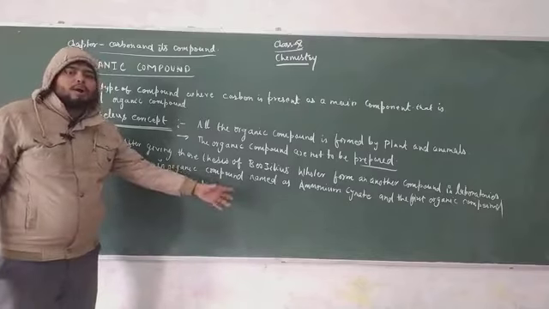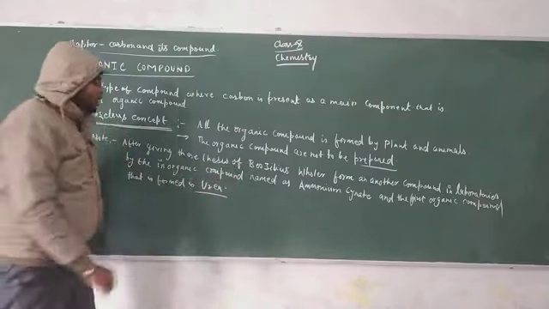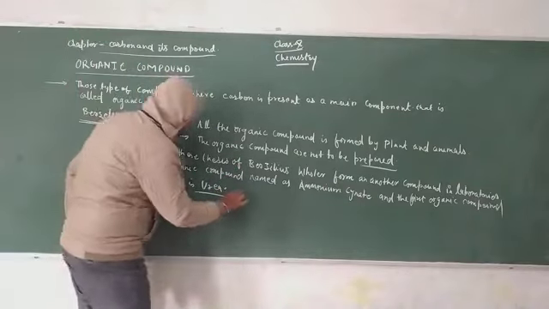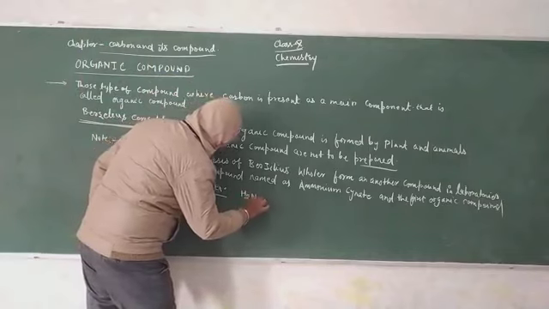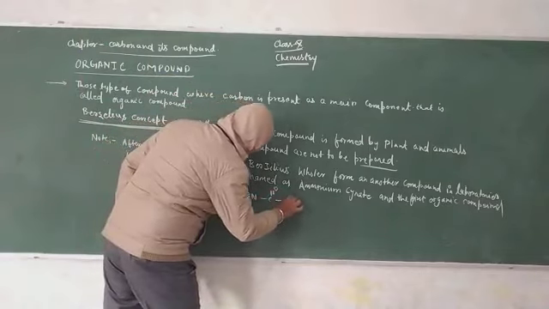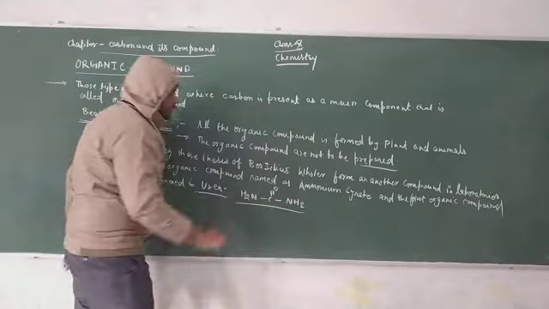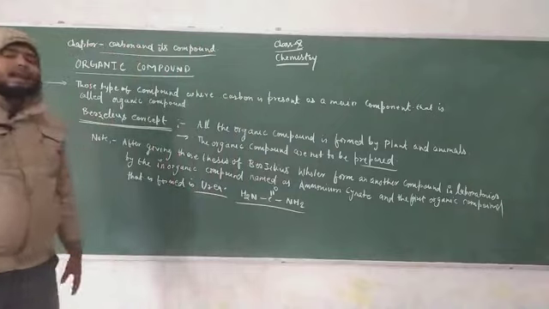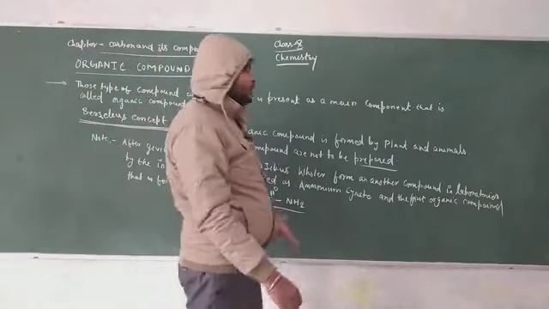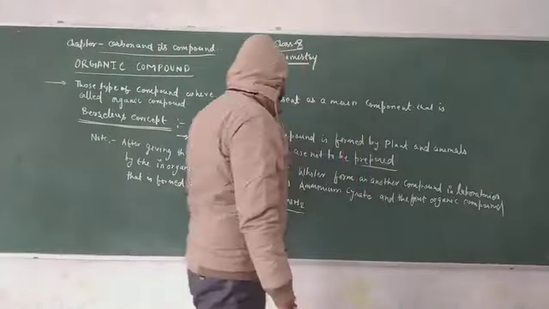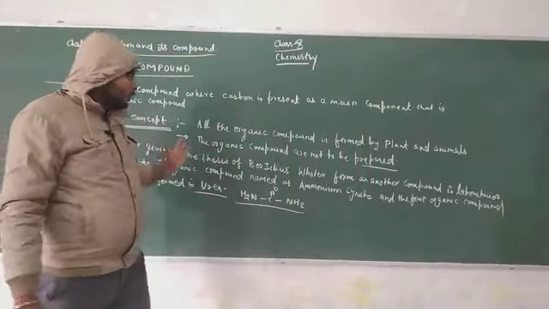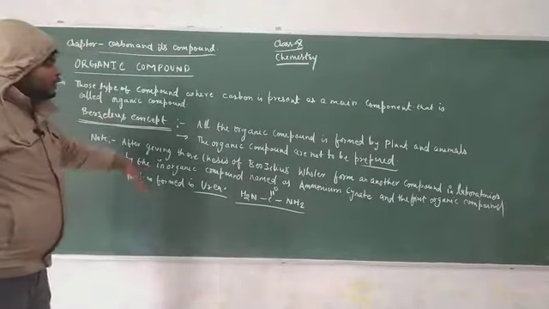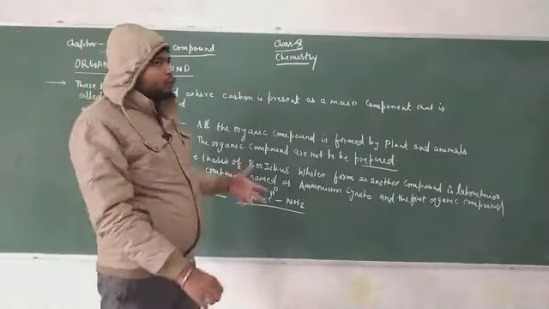The first organic compound prepared in the laboratories: urea. What is the formula of urea? H2N, C double bond O, and NH2. This is the formula of urea, and this is the first organic compound prepared in laboratories by Wöhler. After this, the thesis of Berzelius, that organic compounds cannot be prepared in laboratories, was disproved. And a new concept of organic compounds is also being held.